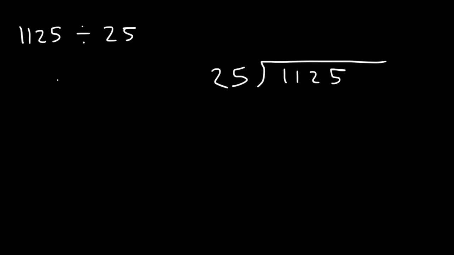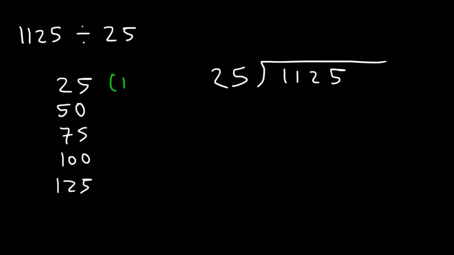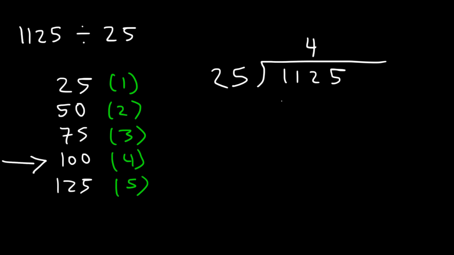Well, let's make a list. 25 plus 25 is 50. If we add another 25, it's 75, and then 100, and then 125. So 25 times 2 is 50, 25 times 3 is 75, times 4 it's 100, and 25 times 5 is 125. So 125 exceeds 112, but 100 is less than 112. So therefore 25 goes into 112 4 times.